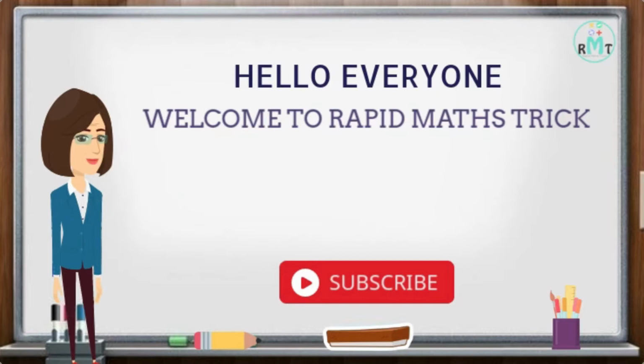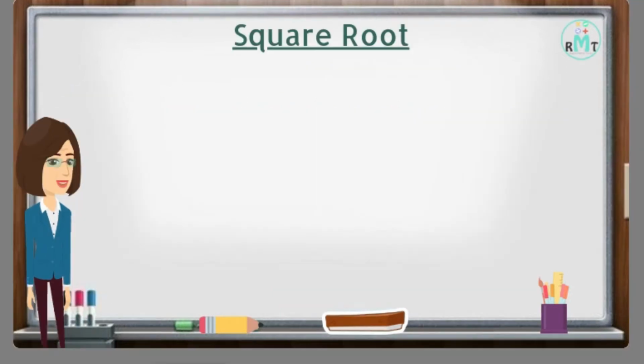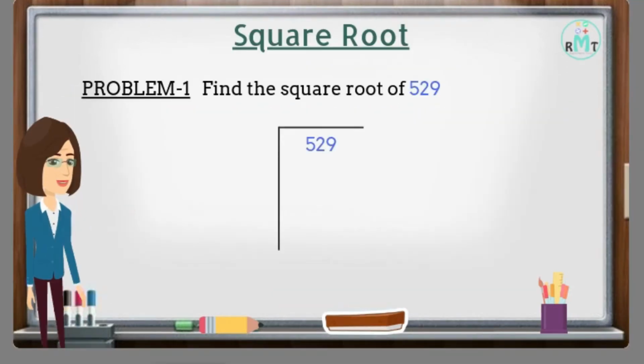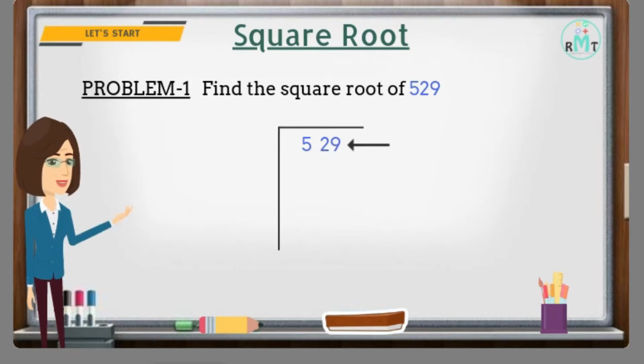Today we will learn how to find square root using the long division method. Problem 1. Find the square root of 529. Let's start. First, we will form two groups from the right-hand side containing the digits 5 and 29. We will start with the first group containing the digit 5.